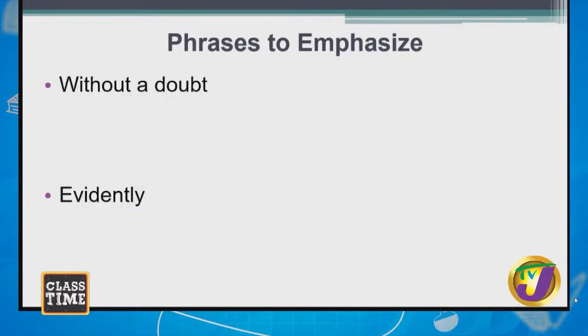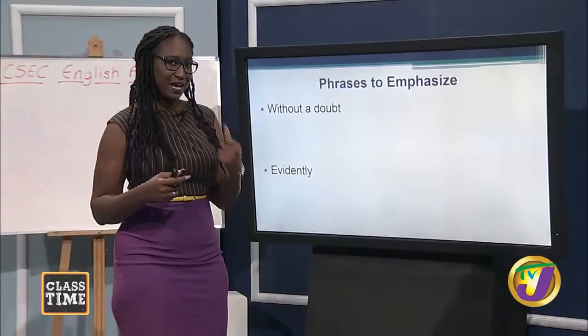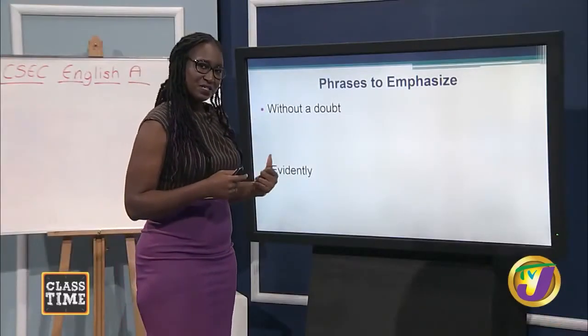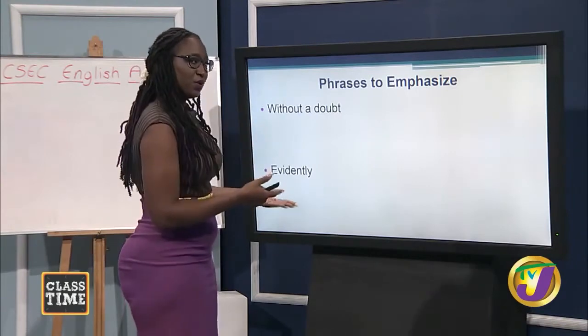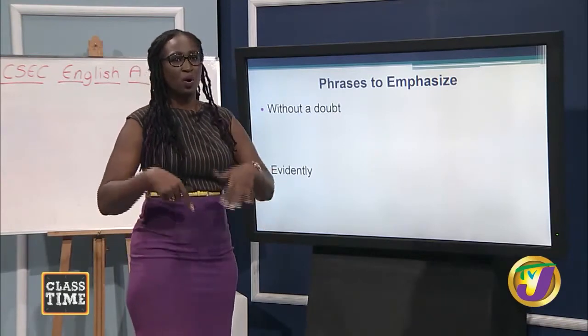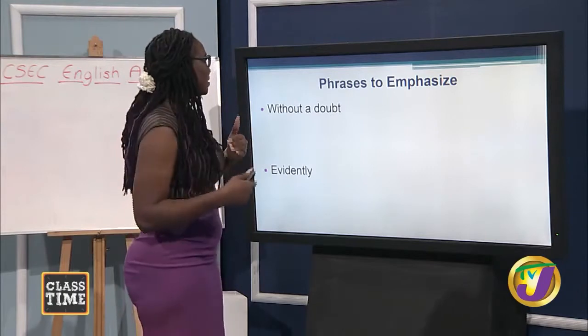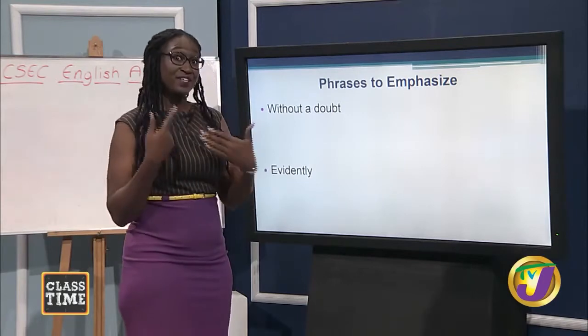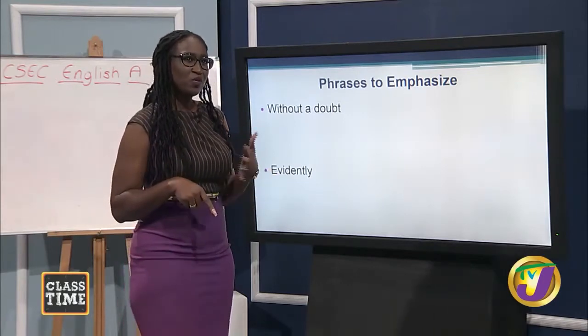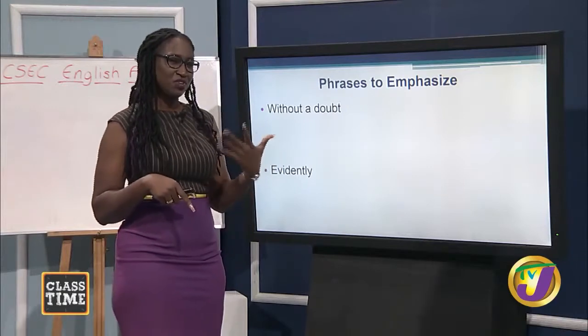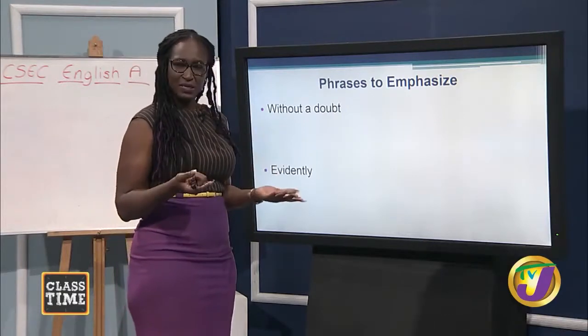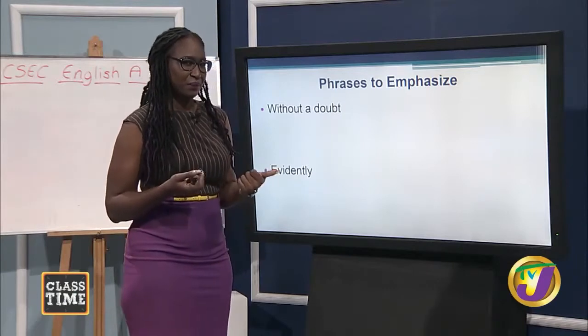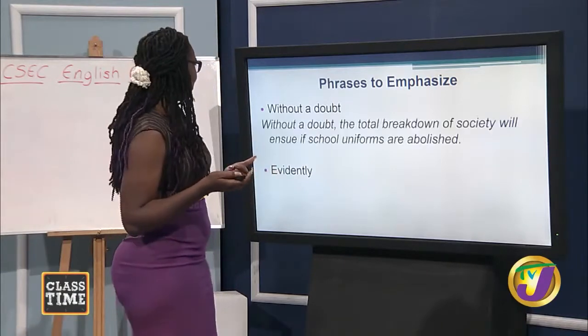All right, so now let's look at another set of expressions. Without a doubt and evidently. Remember now, you're trying to emphasize a point, and you're going to emphasize a point that is either going to support the wearing of uniforms or to oppose the wearing of uniforms. What can you say using without a doubt? What can you say using evidently? Think carefully. Without a doubt. When you say without a doubt, what is the meaning you're trying to convey? When you say evidently, what is the meaning you're trying to convey? Ready? All right, let's look.